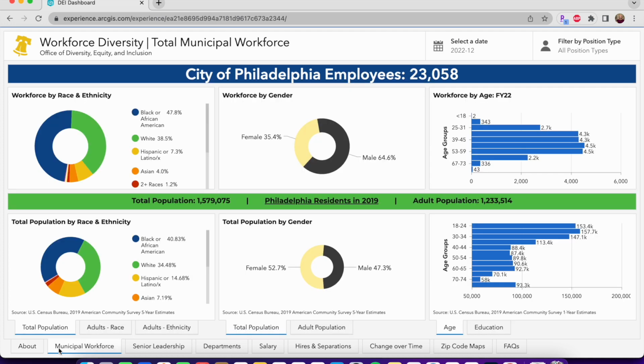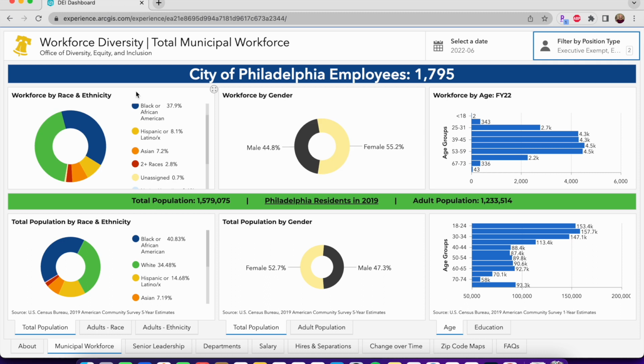The second tab is the Municipal Workforce tab. This tab features data on all of the employees that work for the City of Philadelphia. On this tab, the data is broken down by race, ethnicity, gender, and age groups. At the top of this tab, we have City of Philadelphia employees, whereas on the bottom half of this tab, we can compare the employee metrics to Philadelphia resident metrics.